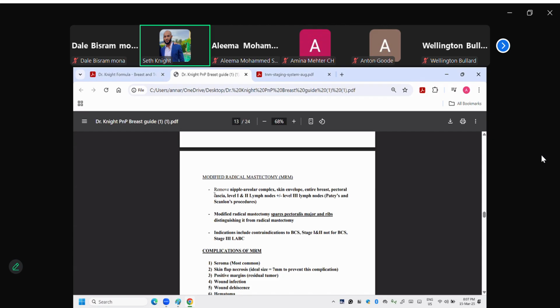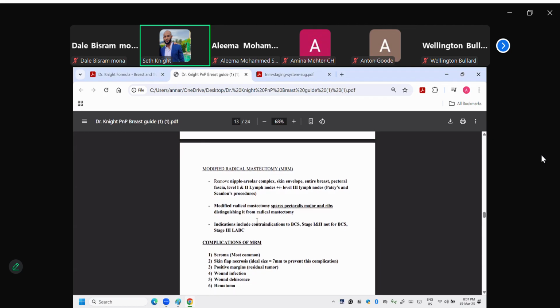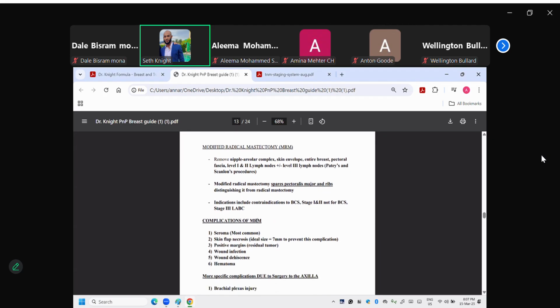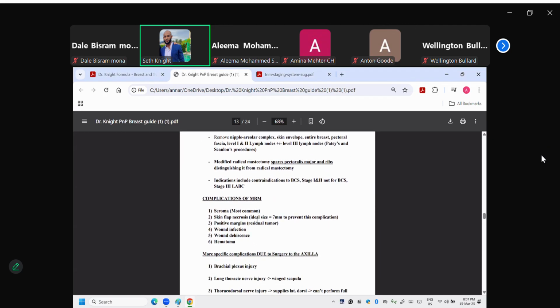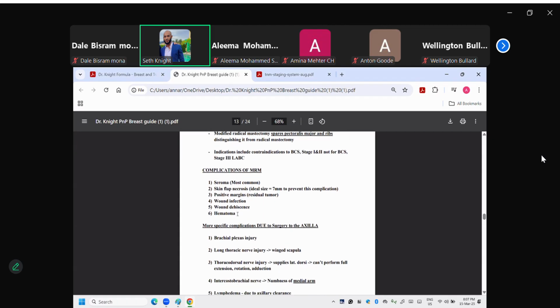And of course, the indications for mastectomy would be the contraindications to breast conservation surgery, and then locally advanced breast cancer, etc. Right? So we kind of got the gist of that. What they love to ask, however, guys, is the complications of an MRM. And for some silly reason, I got this wrong when I did my exams. The question was which one of these is not a complication of MRM, right?